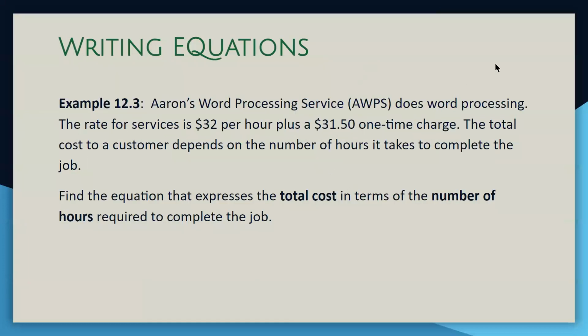So let's practice writing equations. For this example, it says Aaron's word processing service does word processing. The rate for services is $32 per hour plus the $31.50 one-time charge. The total cost to a customer depends on the number of hours it takes to complete the job. Find the equation that represents the total cost in terms of the number of hours required to complete the job.